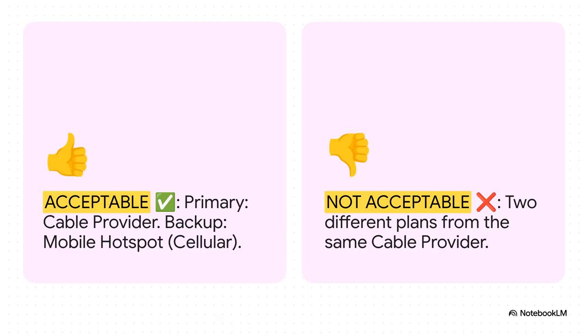So, what does different actually mean? Let me break it down. An acceptable setup would be having a cable provider as your primary and a mobile hotspot from a cellular company as your backup. That's perfect. What's not acceptable? Having two different plans from the exact same cable provider. That is not real redundancy.